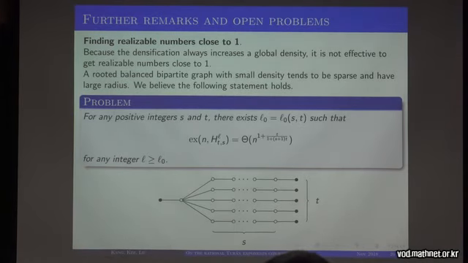But the rooted balanced bipartite graphs with small density, so the density close to 1, tend to be sparse and have large radius. And we believe the following statement. This is the graph HTS, which has a larger radius than DTS when S is sufficiently large. And we believe that this equation holds. But we could not prove this bound because our method is only applicable to rooted balanced bipartite graphs with small radius.